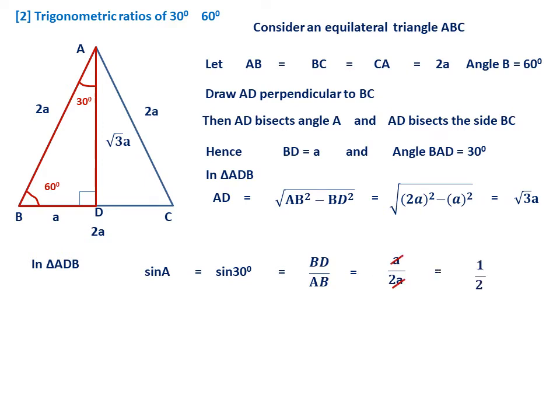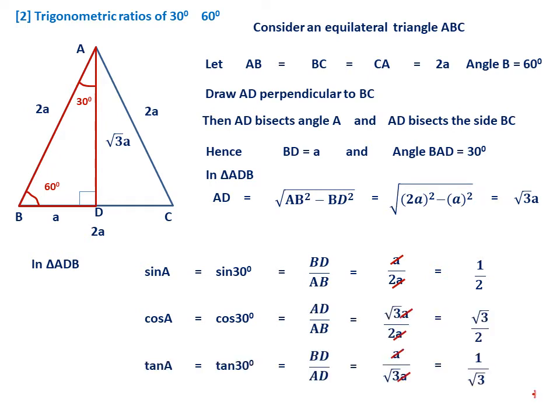Therefore, it is a by 2a, cancelling a once again, it is 1 by 2. So, sine 30 is 1 by 2. Similarly, cos a will be equal to, in the same triangle, the adjacent side AD divided by hypotenuse AB. Therefore, it is root 3a divided by 2a. Cancelling a, we get root 3 by 2. This is cos 30. Similarly, you can find tan 30.